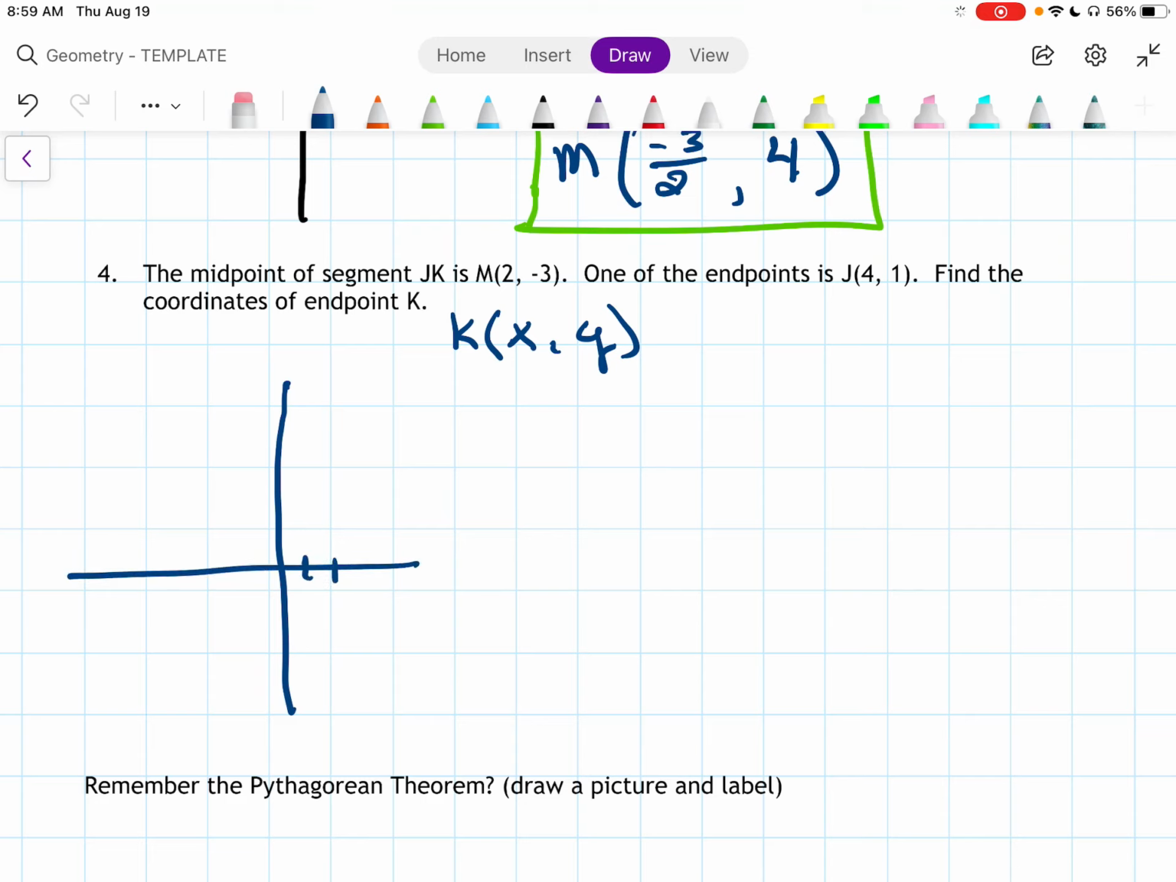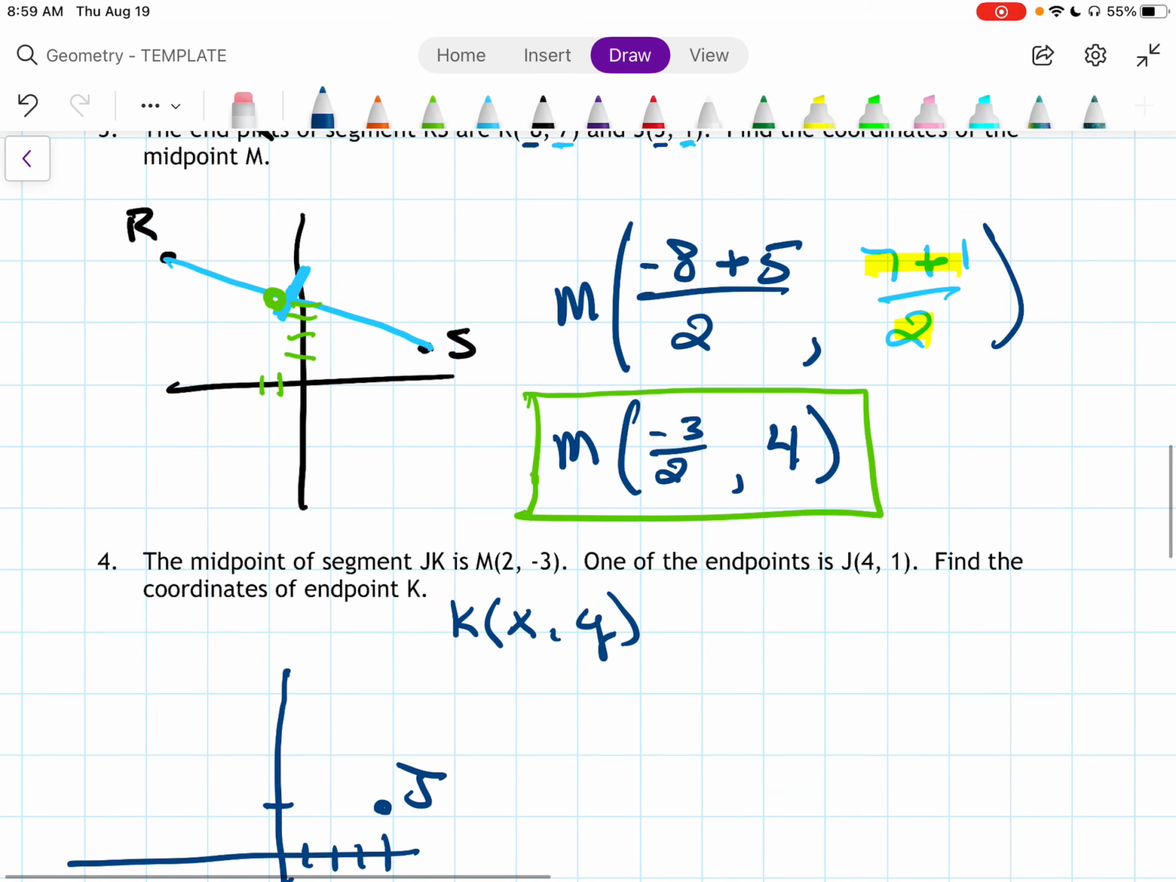J is at 4, 1, so it'll be here. M is at 2, -3, that'll be here. So that would make K somewhere in this region. Okay? Now in this one, instead of using the midpoint formula as one big thing, I'm going to kind of separate it apart.